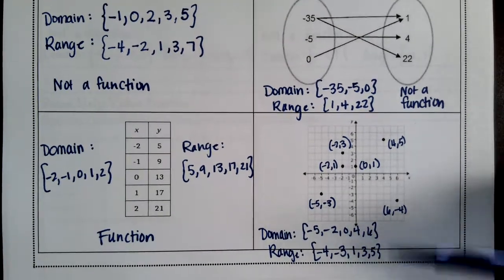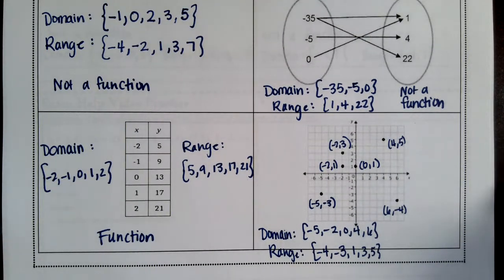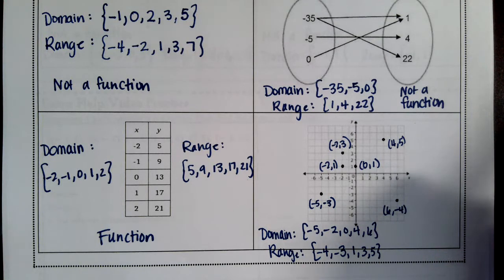So I have my domain and my range, and I labeled all my points so that you can see if you accidentally messed up with labeling. To determine if it's a function, remember I'm looking for one person, one x value that has 2 birthdays.